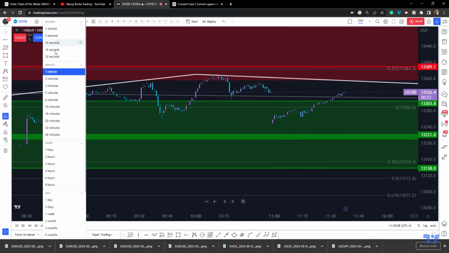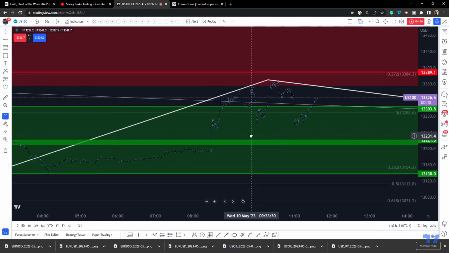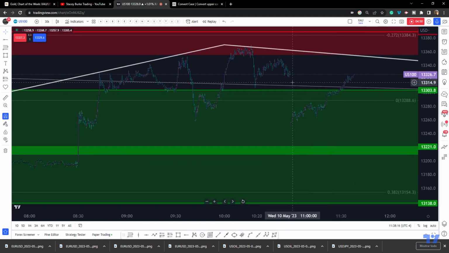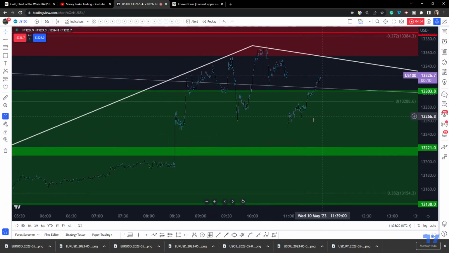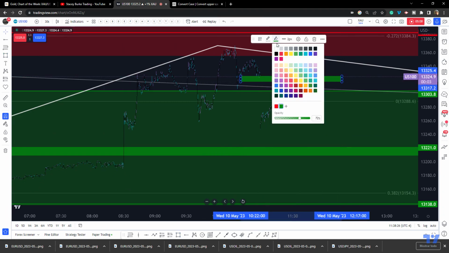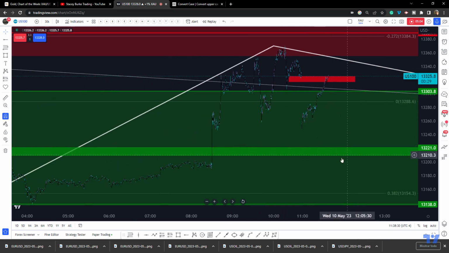But maybe on a much lower time, maybe even 30-second chart. Let's go to the 30-second. Get a better idea of what's going on. We've closed the gap, and we are potentially about to sell off towards the target.